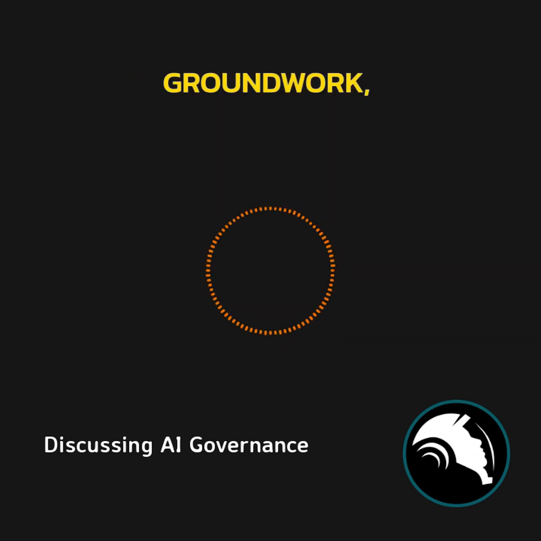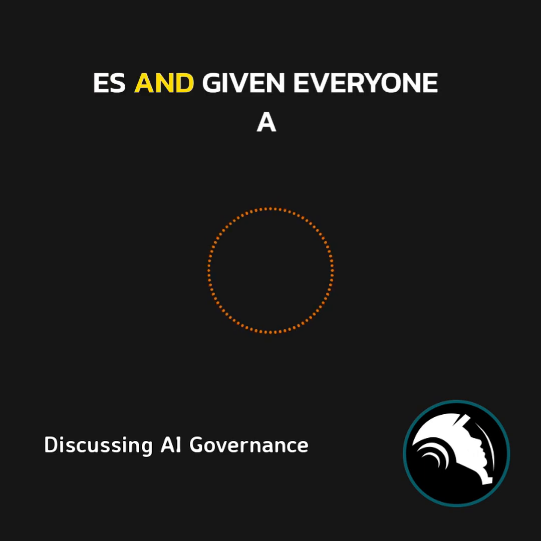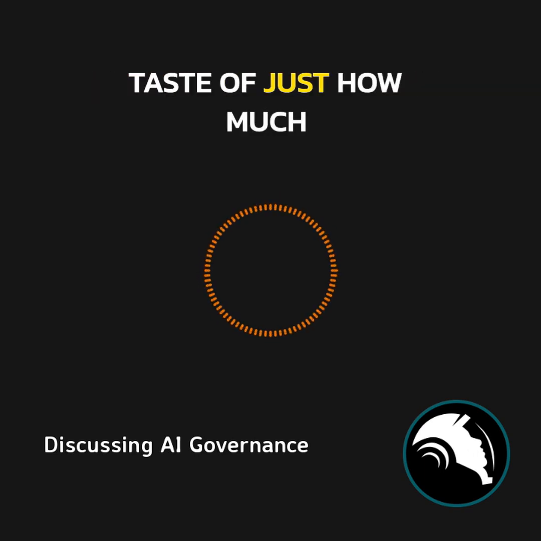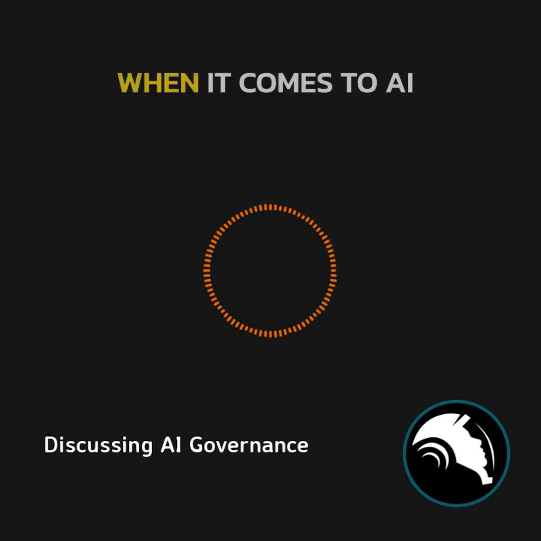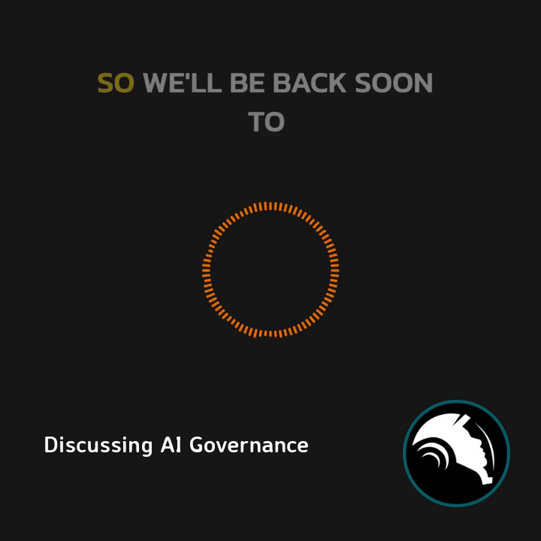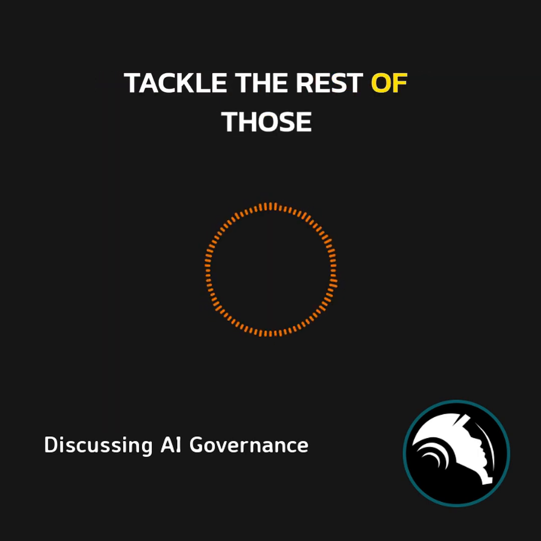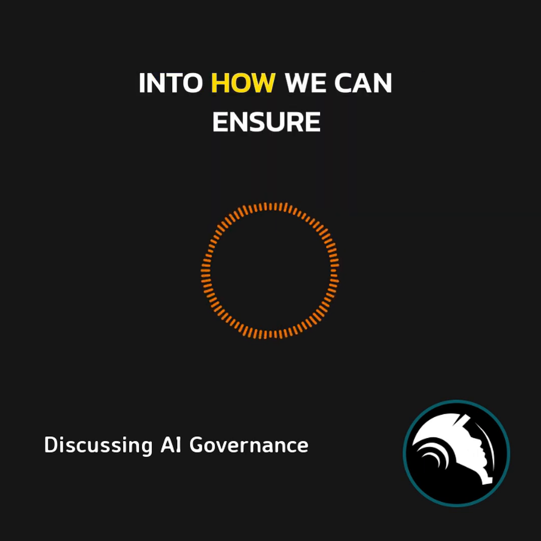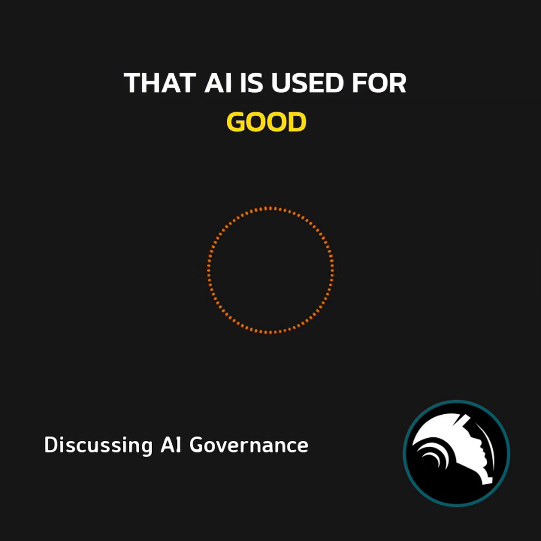We've laid the groundwork, introduced those 4Es, and given everyone a taste of just how much there is to consider when it comes to AI governance. It's a lot to think about, but it's important stuff. Absolutely. So we'll be back soon to tackle the rest of those fears and really dig into how we can ensure that AI is used for good in the world.